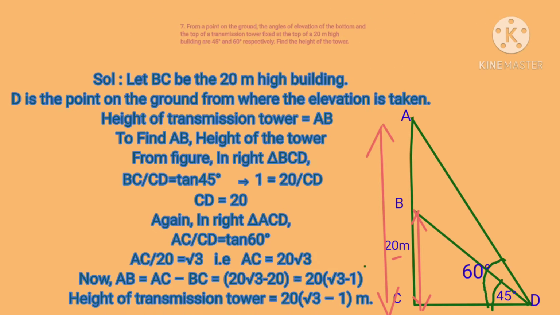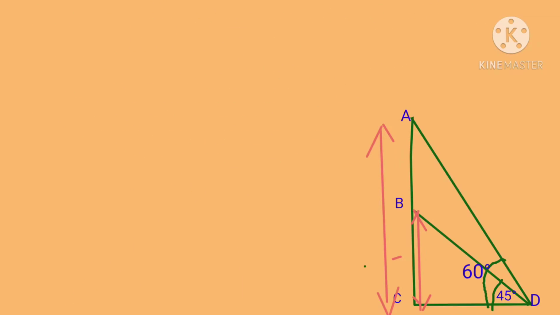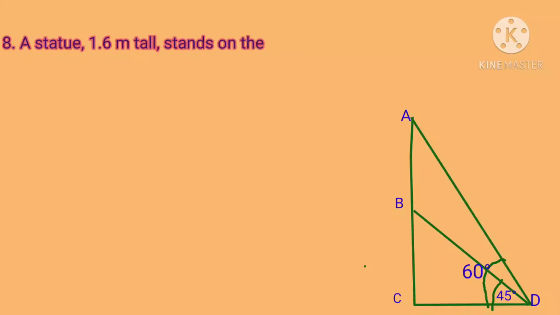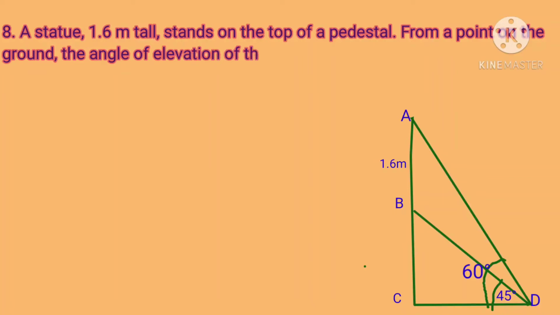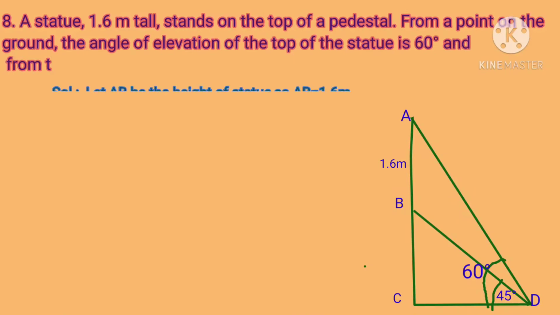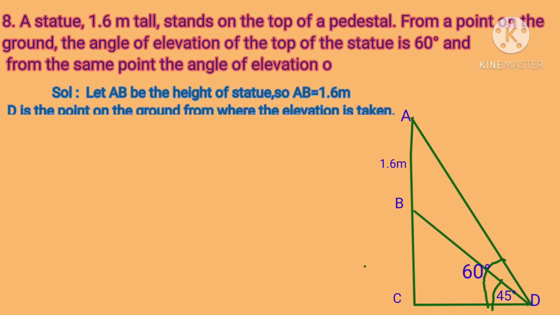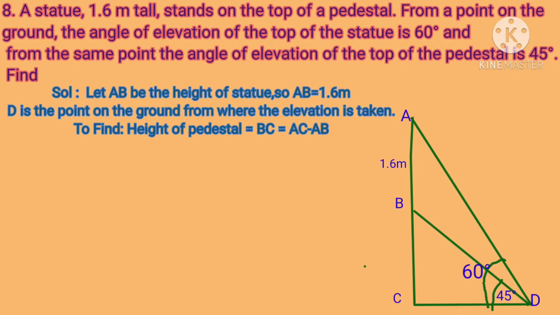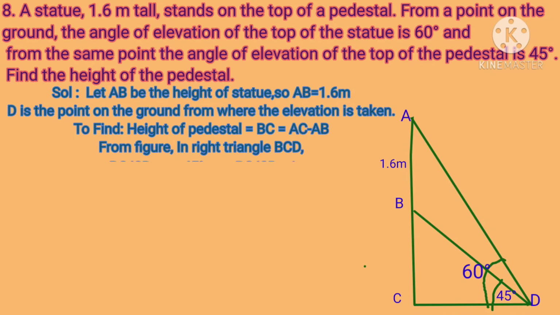Meters is the height of the tower. Now question number 8 is, a statue which is 1.6 meter tall stands on the top of a pedestal. From a point on the ground, the angle of elevation of the top of the statue is 60 degree, and from the same point the angle of elevation of top of the pedestal is 45 degree. So now we have to find the height of the pedestal.